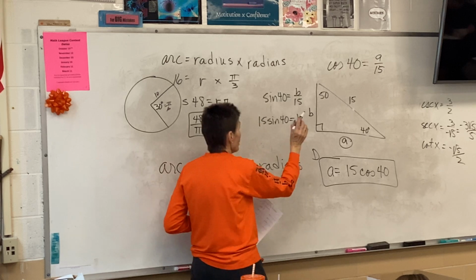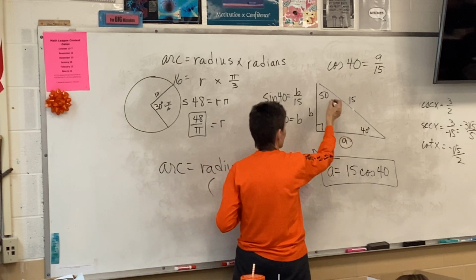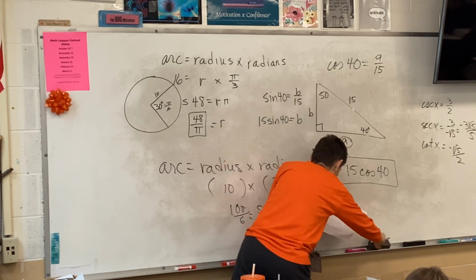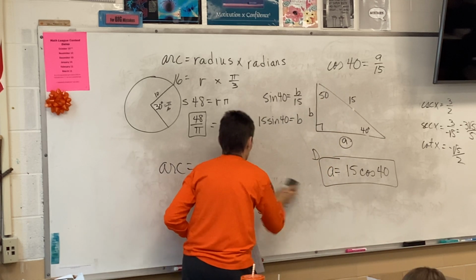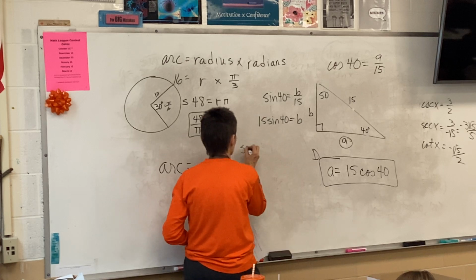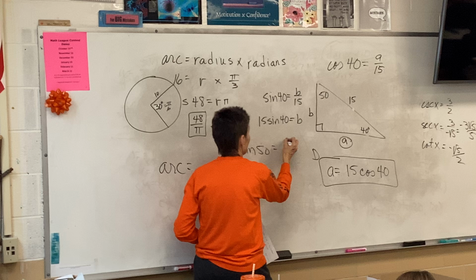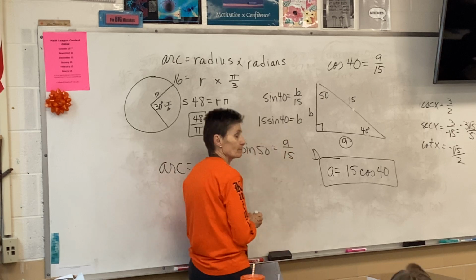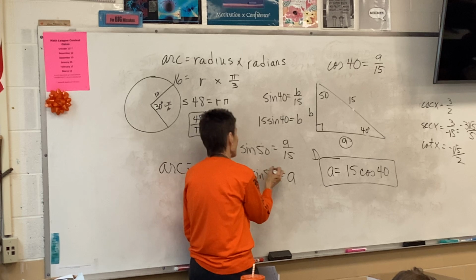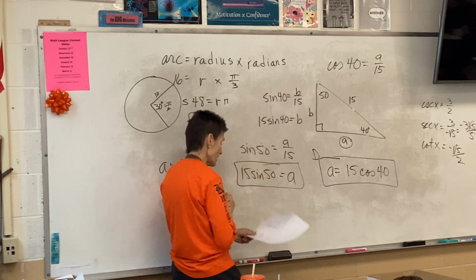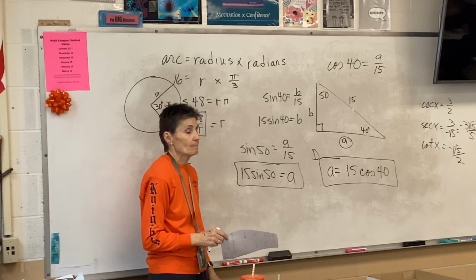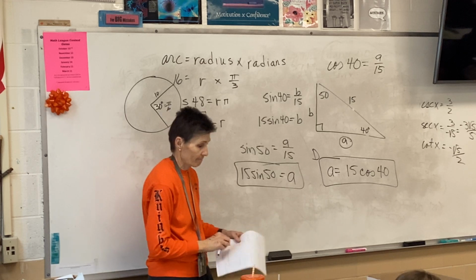All right. Remember, if that angle's 40, this angle's 50. So if you think A works, the sine of 50 would be A over 15. Yep. So A equals 15 sine 50, so that is correct. So the answers are A and D.